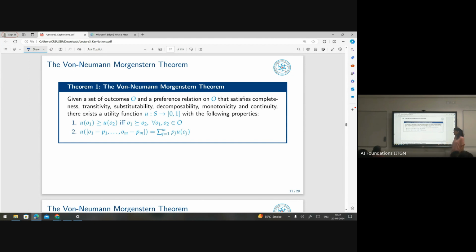That is the first property. The other is, if the utility for a lottery, wherein the lottery is defined by these values, I give you O1 with probability P1, O2 with P2, and so on. Let's say there are M possible outcomes, OM with PM. Then the overall utility that the agent derives is given by this sum, the summation of Pj times the utility of Oj. So is this clear? The second point is quite important. We'll be using it in the later lectures where we define mixed strategies, etc. To be able to define mixed strategies, this particular theorem is used.